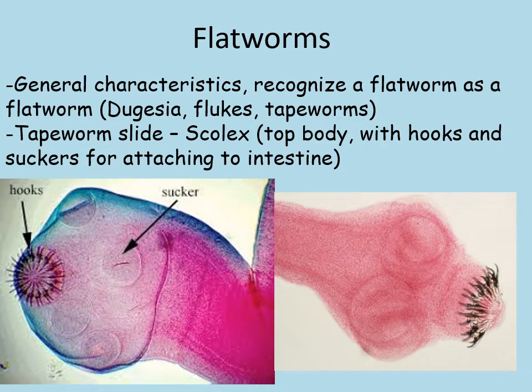Not exactly a head, because they don't have a mouth or a brain or sensory organs, but it is the top of the body. And this is what they would use to attach to the intestine. So you have these nice hooks on the end that would dig into the intestinal wall, as well as the suckers, 4 suckers underneath the hooks. And same thing here on the left, I just gave you two different views of tapeworm scolexes.